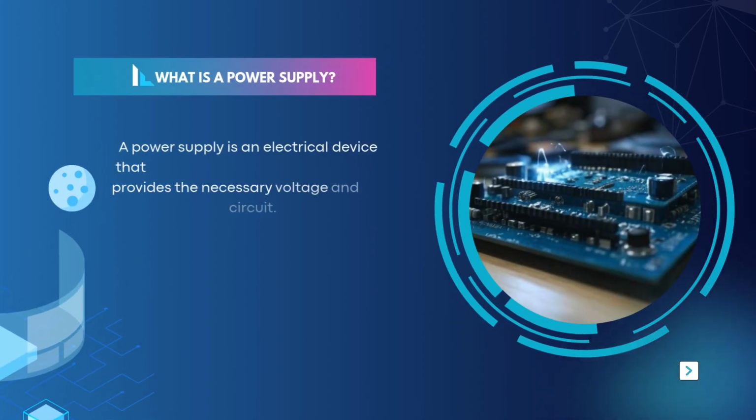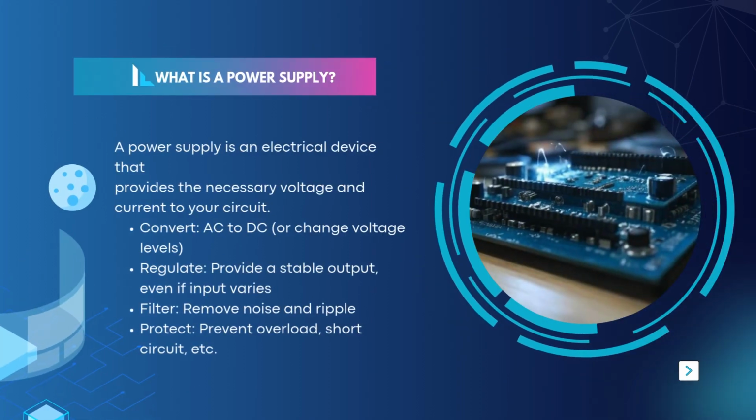A power supply is an electrical device that provides the necessary voltage and current to your circuit. Think of it like a heart pumping power instead of blood. Let's break it down. An embedded system like an Arduino or Raspberry Pi typically needs 5V or 3.3V DC. But your source might be a wall adapter, battery, or USB that delivers varying voltages like 12V, 9V, or even 230V AC. The job of the power supply is to convert AC to DC, or change voltage levels.